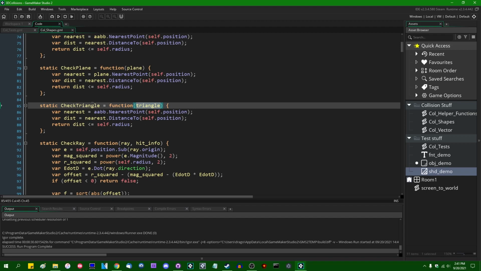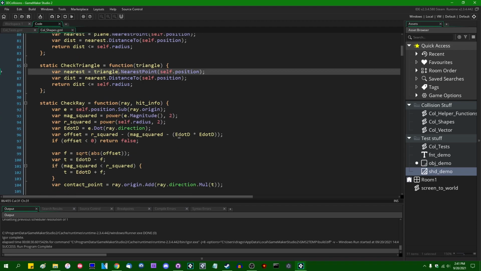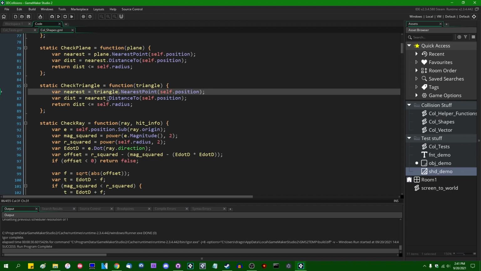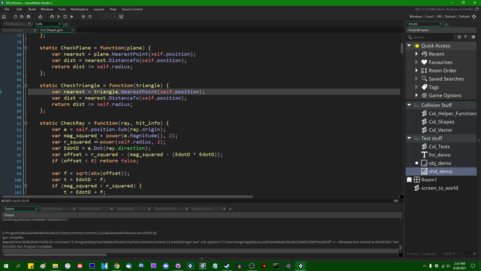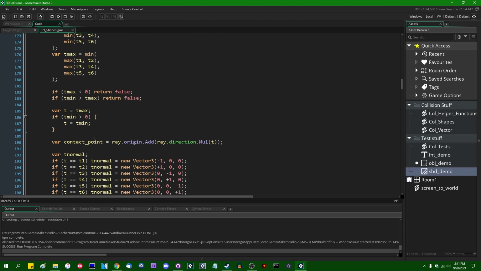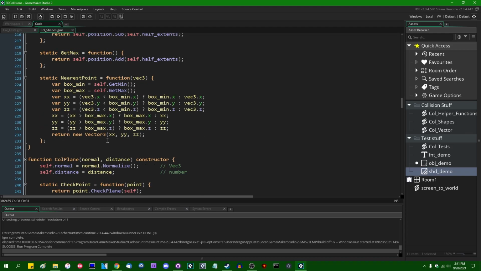I'm going to say check triangle is going to equal a function which takes a triangle as an input. It gets the nearest point to that triangle, which we implemented last time. It is going to get the distance to that nearest point, and it is going to return true or false based on whether or not the distance to that point is less than or equal to the sphere's radius. And this should be the moment of truth to make sure that I implemented the nearest point method for triangles correctly. I believe I did.